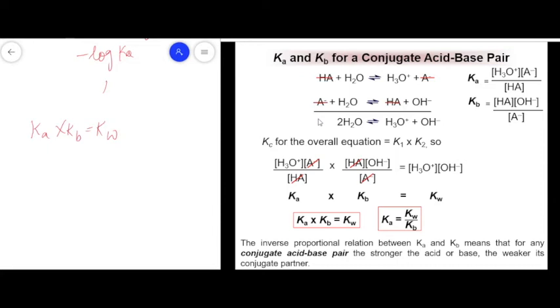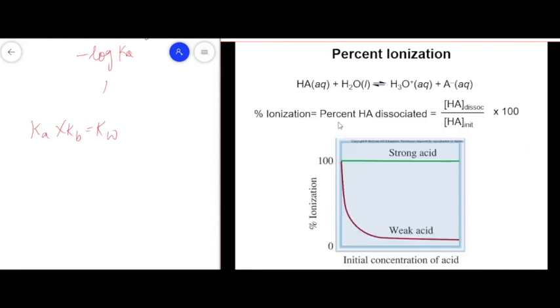Now I would like to try out some examples for this concept, but before we run into the examples, I want to go over another concept, which is a really simple concept. It's essentially called percent ionization. The percent is the same idea as before. In this case, we are talking about percent ionization.